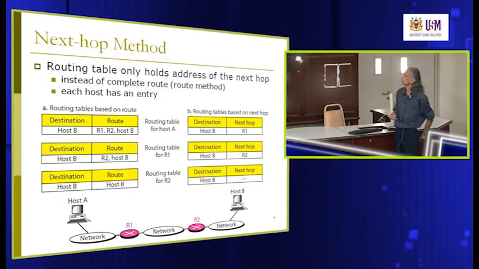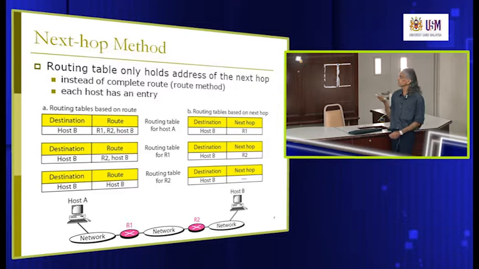So what we can simplify is that the next hop method says that we only keep the address of the next hop. We don't keep the full route of the destination. Right? We don't say, for example, to go to KL from USM, we have to go from USM to Glugor to Georgetown to Butterworth to Ipoh to KL. We don't say that, right? We say from USM to go to KL, first of all, simple, just go to Georgetown first. After that, the router at Georgetown will tell you what to do next. Right? That's the next hop method.